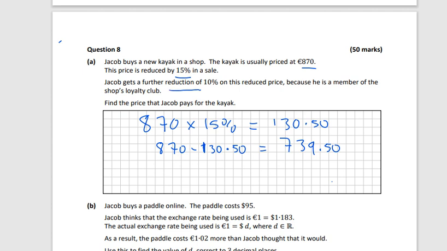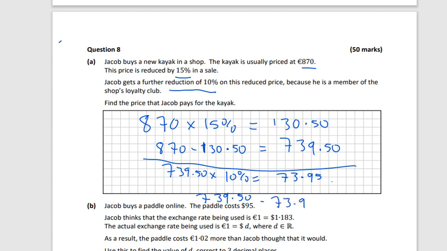Then it gets another reduction. So now it's 10%. So now we just do 739.50 times 10%, or times 0.1. That will give us 73.95, and then subtract again. So 739.50 minus 73.95 will give us 665.55. That's just finding a percentage of something and subtracting.